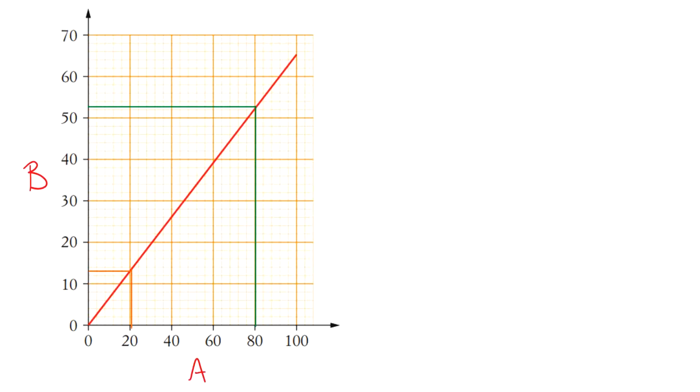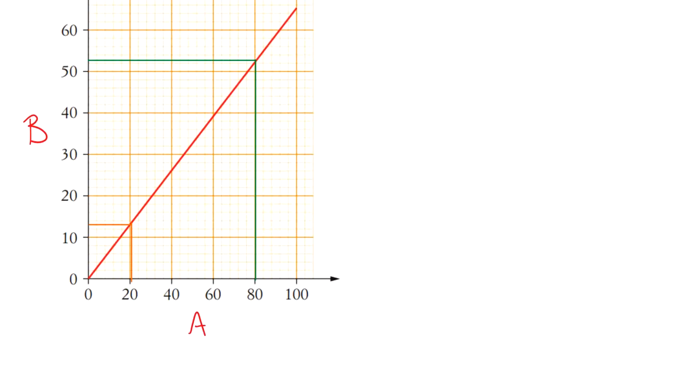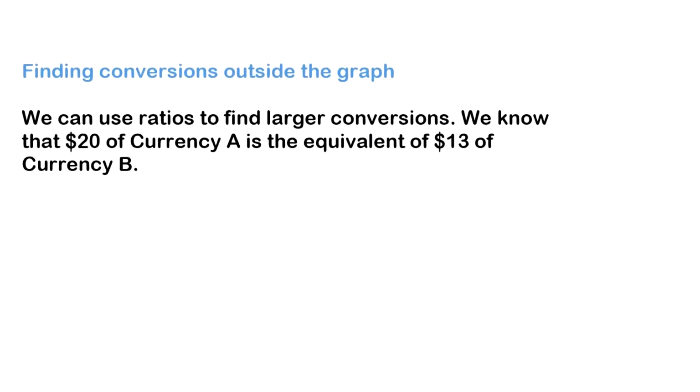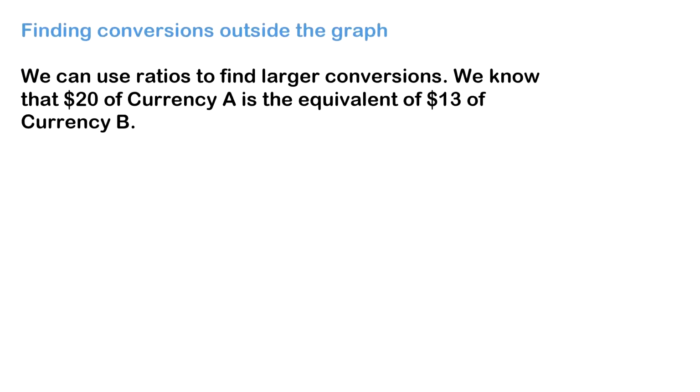Now sometimes we have to deal with currencies or values bigger than what's on our conversion graph. So for example, what if I needed to find what $200 of currency A is equivalent to in currency B? We use ratios to find these. I already know that $20 of currency A is equivalent to $13 of currency B.